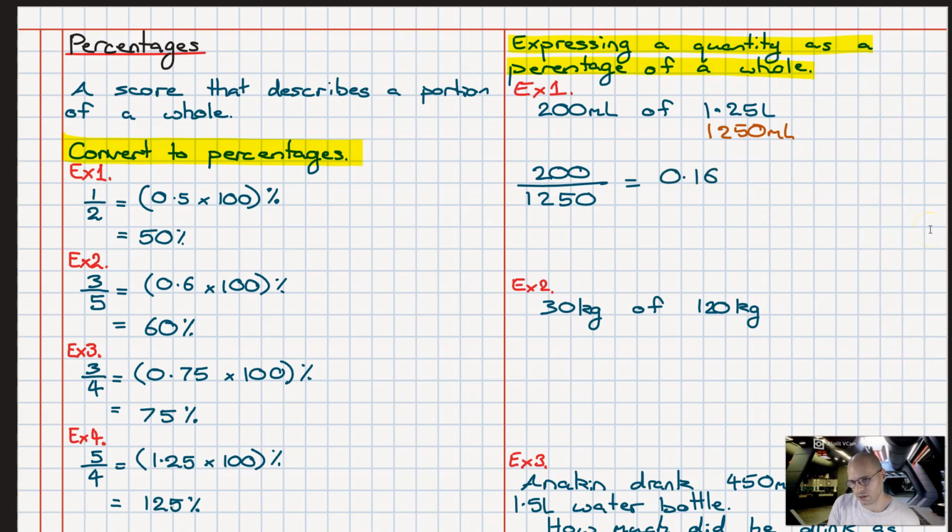Now, to convert this to a percentage, what we need to do is multiply it by 100. So put in my parentheses, times it by 100, and then throw the percent symbol at the back. And thus, if I multiply 0.16 by 100, we're going to get 16%. So 200 milliliters is 16% of 1.25 liters.